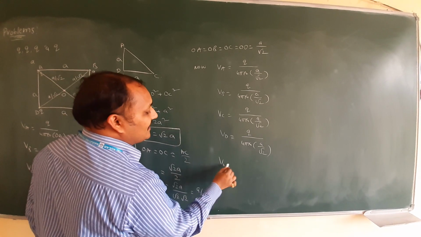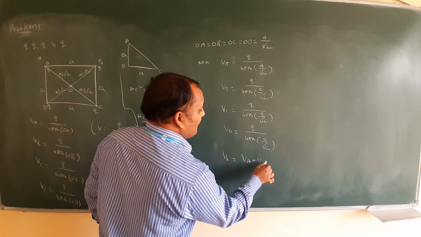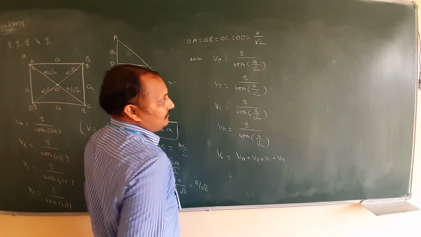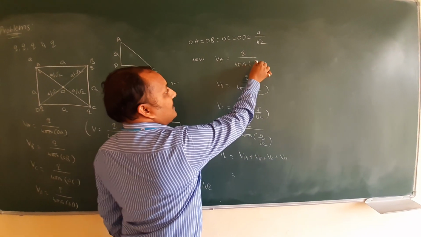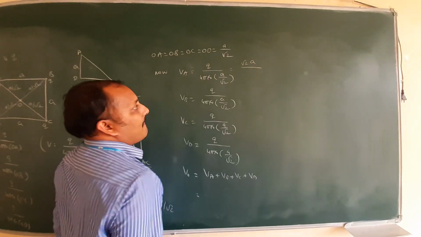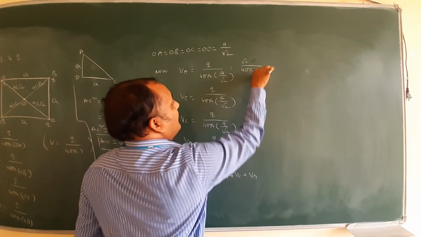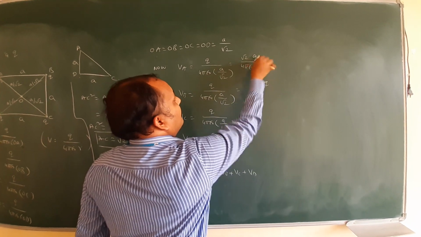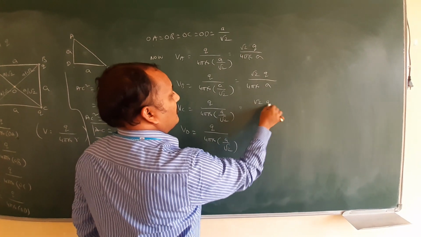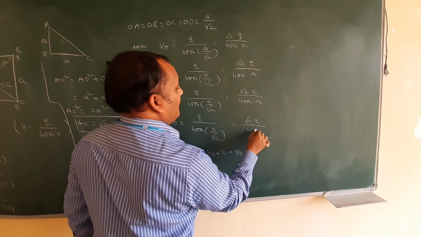Now what is the resultant potential at O? Resultant potential at O is V naught equal to VA plus VB plus VC plus VD. What is VA? VA is nothing but Q by 4 pi epsilon naught A by root 2. Send this root 2 to the numerator. Then what will it become? Root 2 Q by 4 pi epsilon naught A. So root 2 Q by 4 pi epsilon naught A, root 2 Q by 4 pi epsilon naught A.